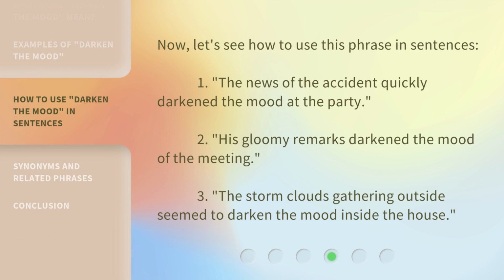Now, let's see how to use this phrase in sentences. 1. The news of the accident quickly darkened the mood at the party. 2. His gloomy remarks darkened the mood of the meeting. 3. The storm clouds gathering outside seemed to darken the mood inside the house.